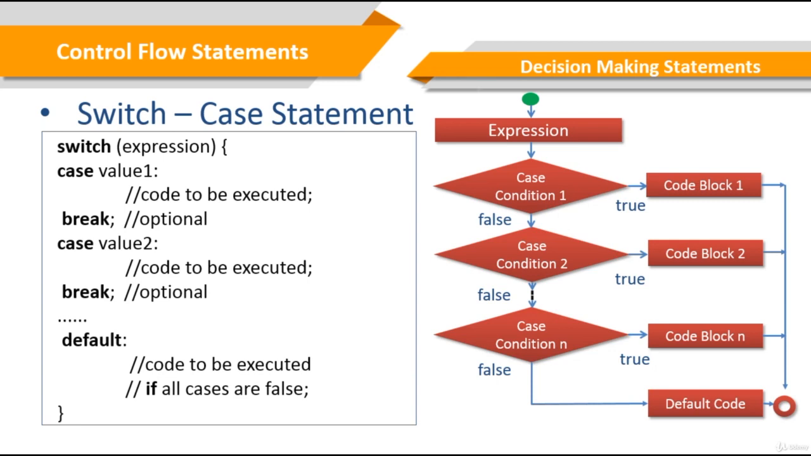The switch case statement starts with a switch keyword and a conditional expression between brackets. So if case condition 1 is true, code block 1 is executed. If case condition 1 is false and case condition 2 is true, code block 2 is executed, right? So if case condition 1 is false and case condition 2 is false, if case condition n is true, then code block n is executed, right? So if all case conditions are false, the default code is executed.